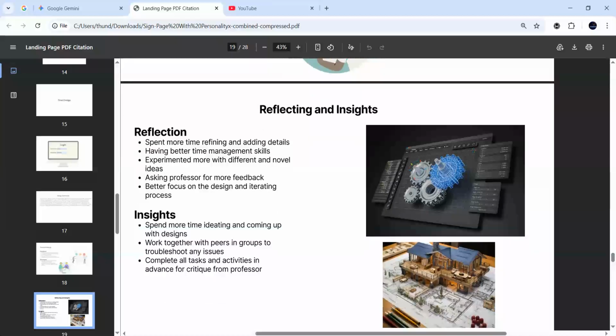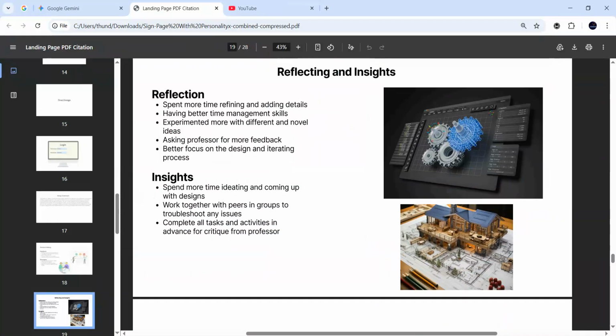To reflect on my whole process, some insights I gathered from doing this project are to spend more time refining and adding in details, managing the time better and finishing things on time, asking for feedback on how I should proceed, and focusing more on designing and the iteration process.